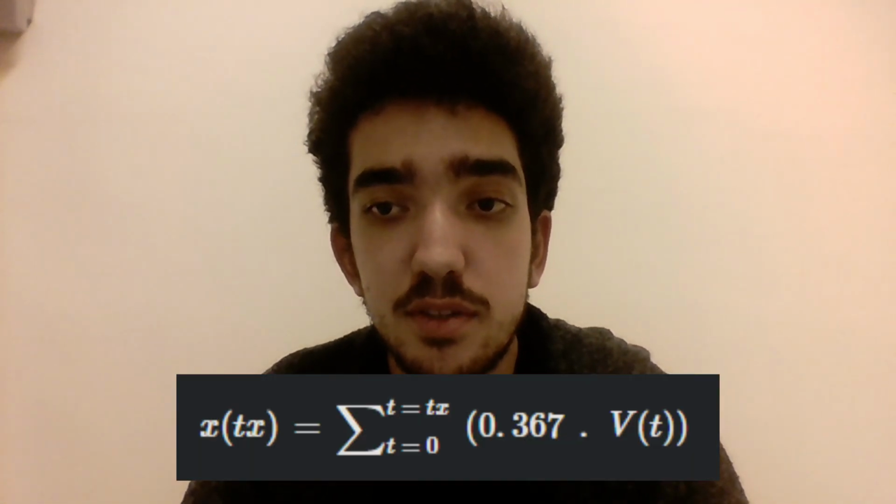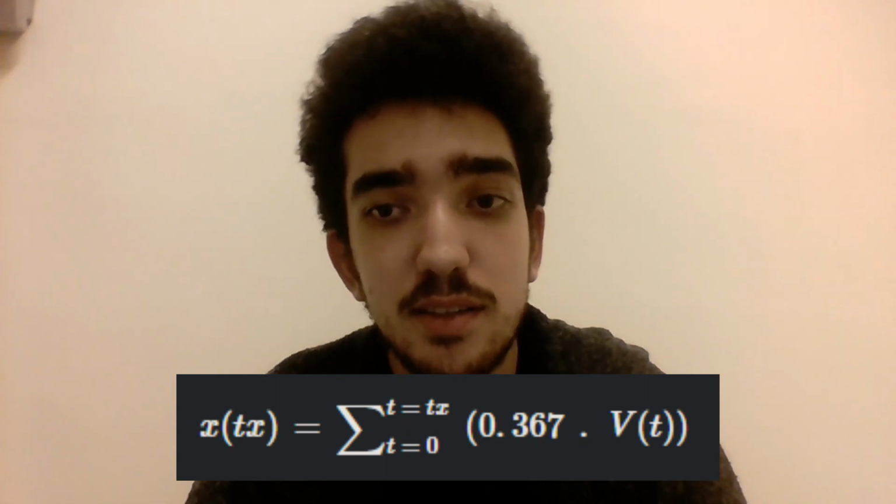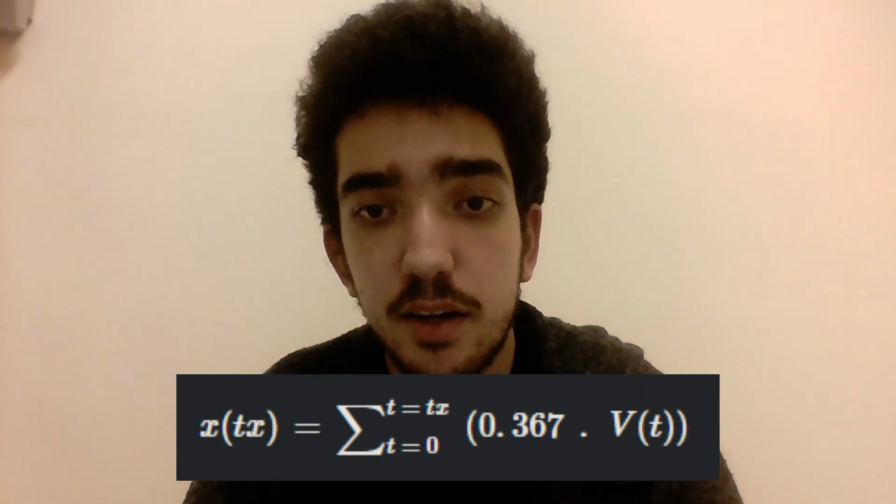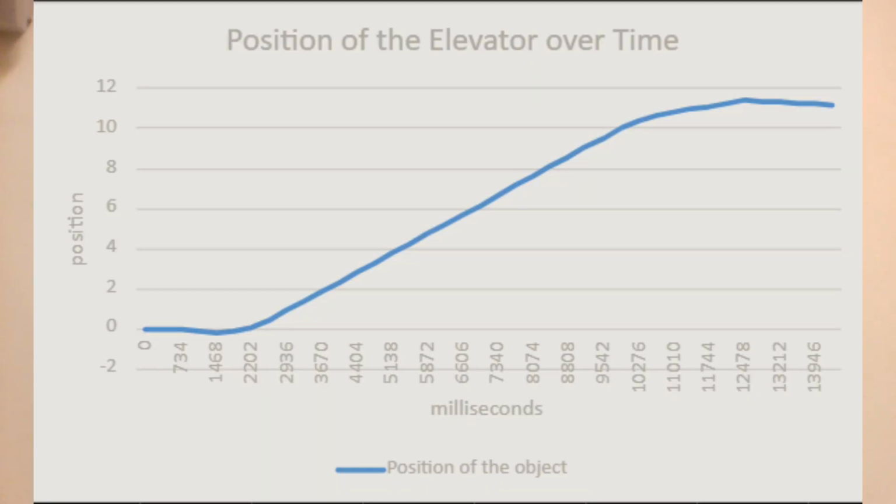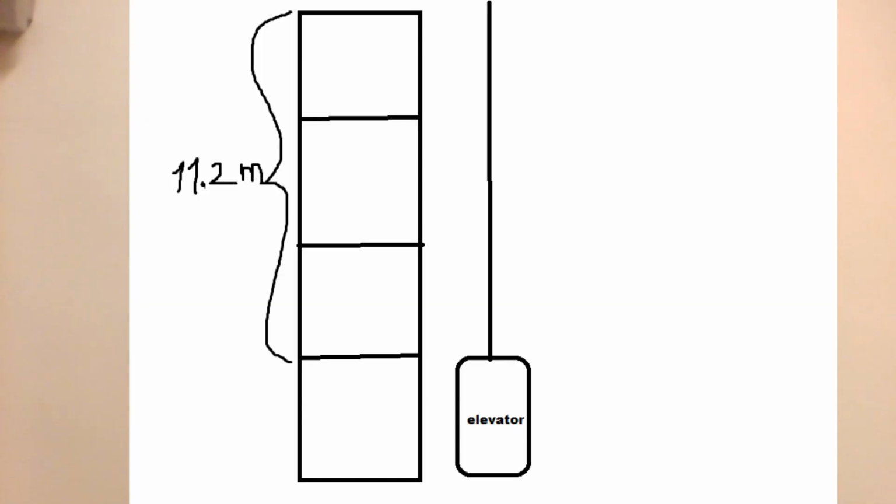By doing the Riemann sum to my velocity data, just like my acceleration data, I can calculate the displacement of the elevator. For this experiment, the elevator I used went up for 3 floors. And according to my data, the elevator displaced approximately 11.2 meters. Therefore, a floor in my apartment is approximately 3.73 meters.